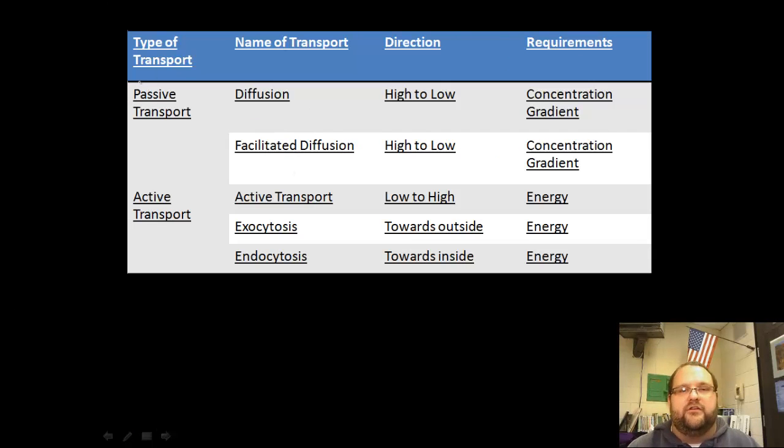And then I put up another chart for you here. Feel free to pause and copy this down if you want to. But right here, this kind of lays out everything for you, the types of transport, concentration gradients. So if you want to look at any of those, feel free to go back, pause the video, copy those down. That's important information for you.